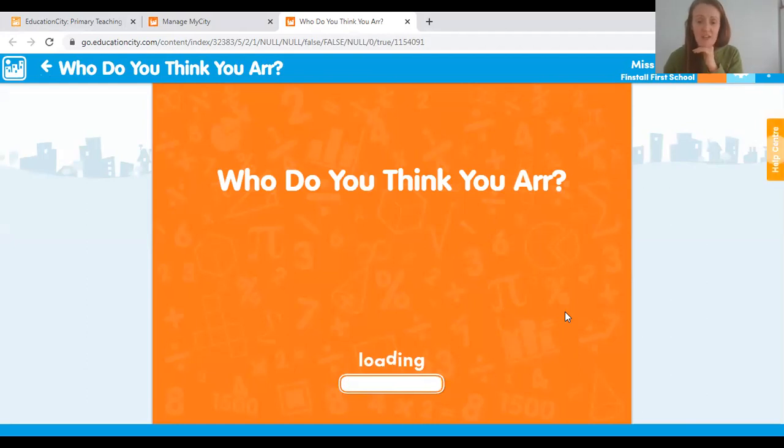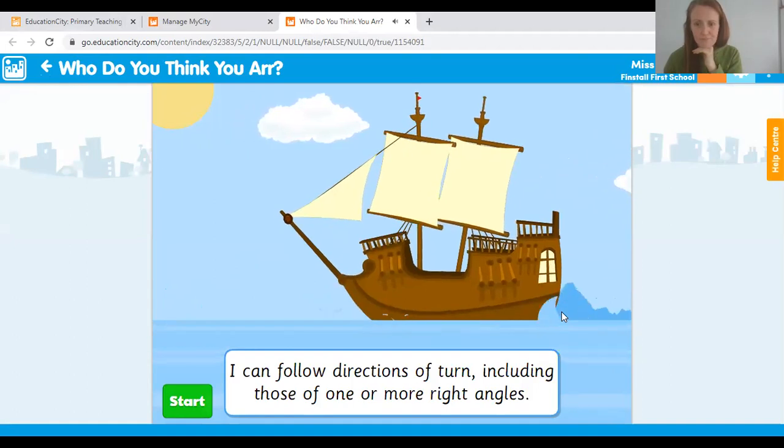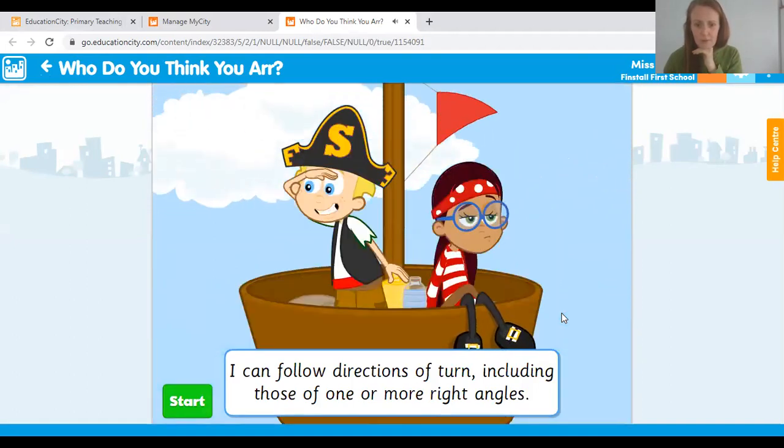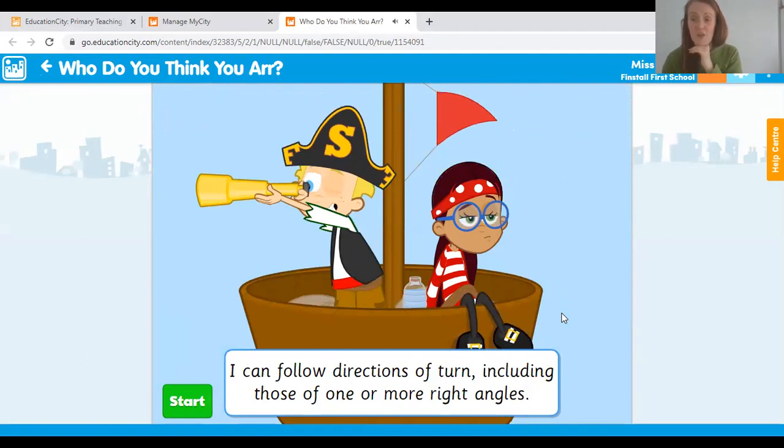And if you don't get a chance to do it at the end of today's lesson, maybe you could start tomorrow with this activity because it all kind of flows into one another. So you just press start on here.